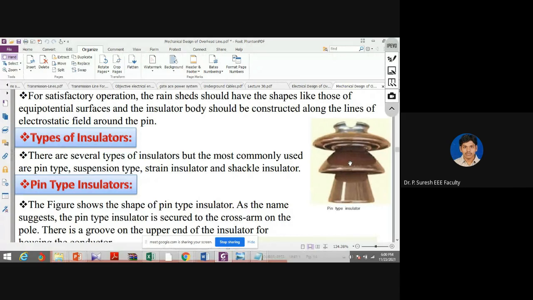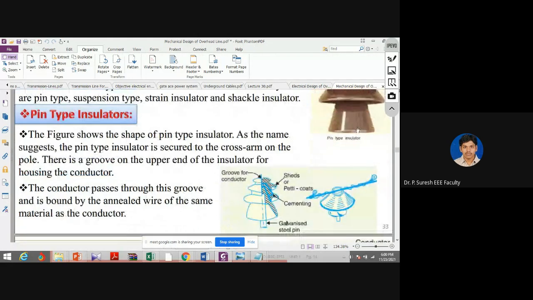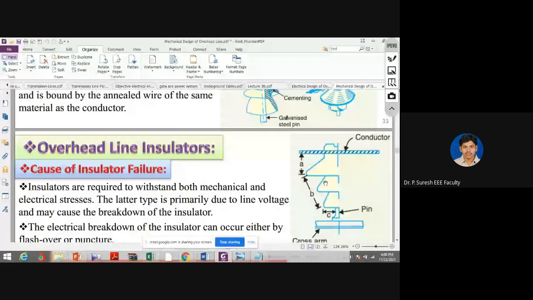What are the main characteristics of an insulator? In order to select the insulator, what are the main characteristics? The dielectric strength should be high, and one more thing is the mechanical strength should be more. These are the main things while selecting the insulator. Generally they will ask questions like: what is a pin type insulator, what is its voltage rating? Up to 33 kV. That's it, and it is used for the distribution system.